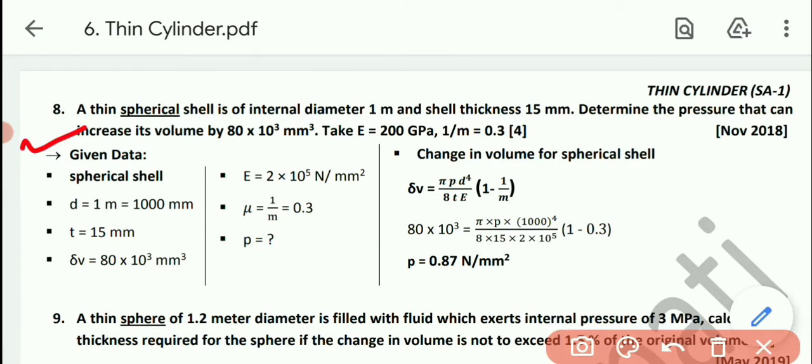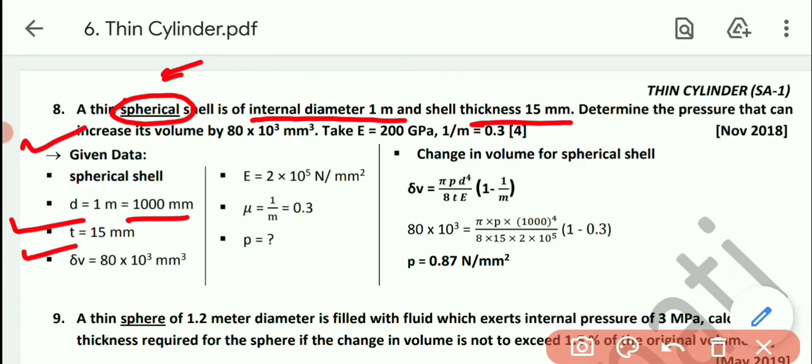See, a thin cylindrical shell is of spherical shell. So first of all, concentrate on this one. The shell is of internal diameter 1 meter, so 1000 mm. Shell thickness is 15 mm. So thickness is given to us, that is 15 mm.